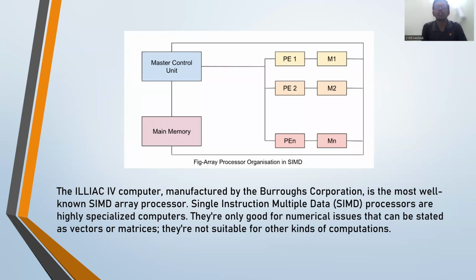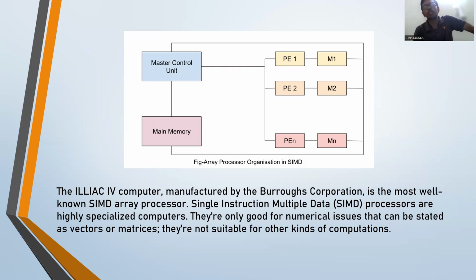Here the memory control unit goes to PE1, and that is connected to M1, and it is connected to PE2, that is connected to M2, and that is connected to PEN, that is connected to MN. These are connected with the master control unit and main memory. This is the array processor organization in SIMD. The ILLIAC IV computer manufactured by the corporation is the most well known SIMD array processor.